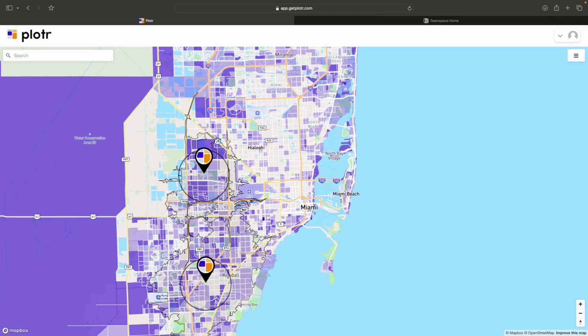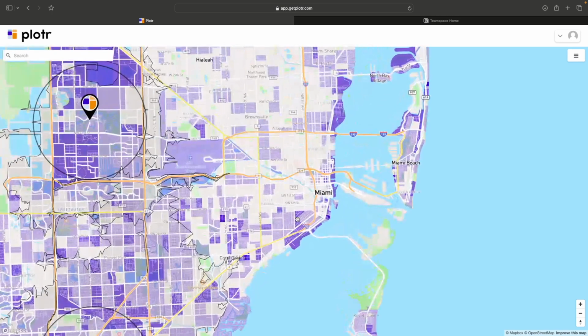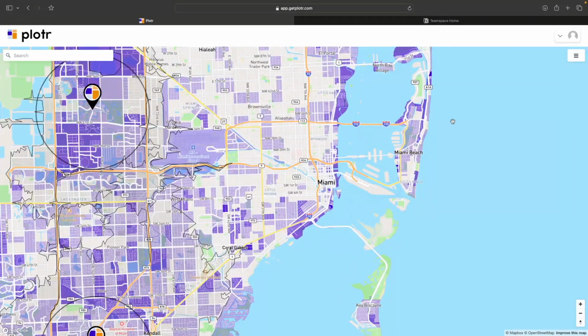This is the foundation of beginning to map out and understand exactly where we need to look from an expansion standpoint. Once we apply this layer, we can begin to start to look for pockets of customers that we're interested in. We're actually going to focus on this downtown Miami area.